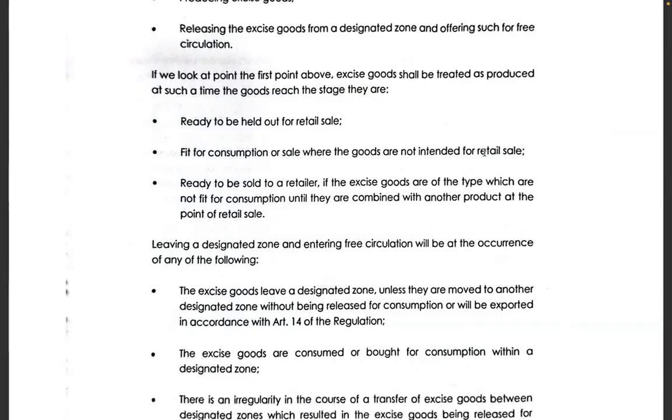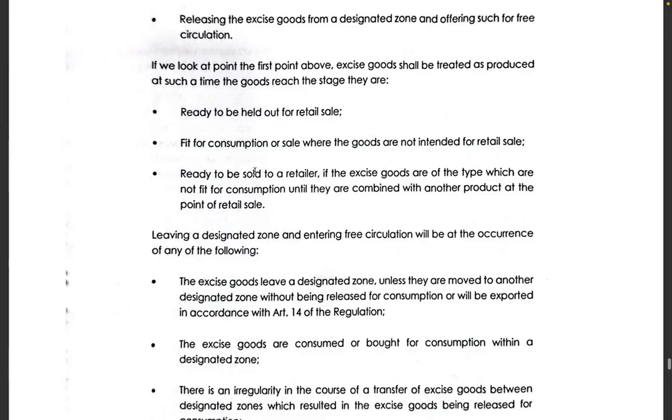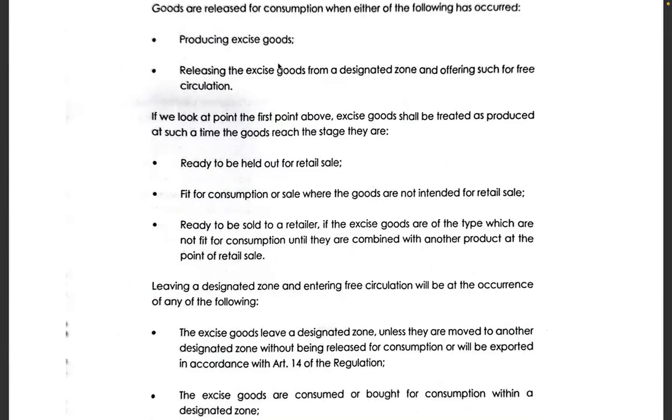So if the whole idea of producing goods is not retail sales, then we will see whether they are fit for consumption. Third, ready to be sold to a retailer, if the excise goods are of the type which are not fit for consumption until they are combined with another product at the point of retail sale. So yes, it can also happen. The goods are produced in their current condition, they are not ready or suitable for sale, but if they are combined with another product at the point of sale, they will be able to be sold. In that case, again, the goods will be seen as produced. So the production of excise goods shall be construed accordingly.